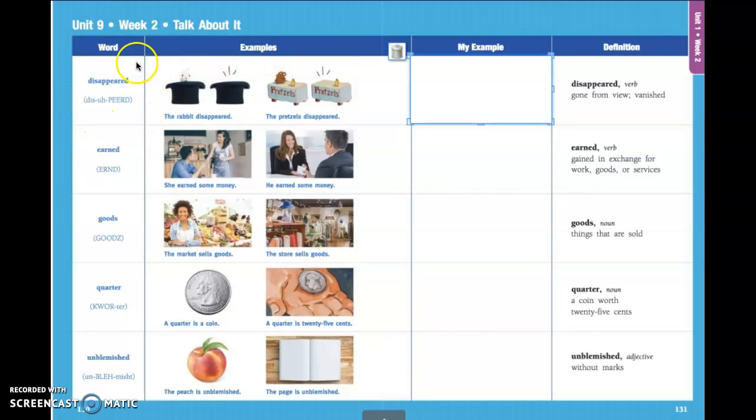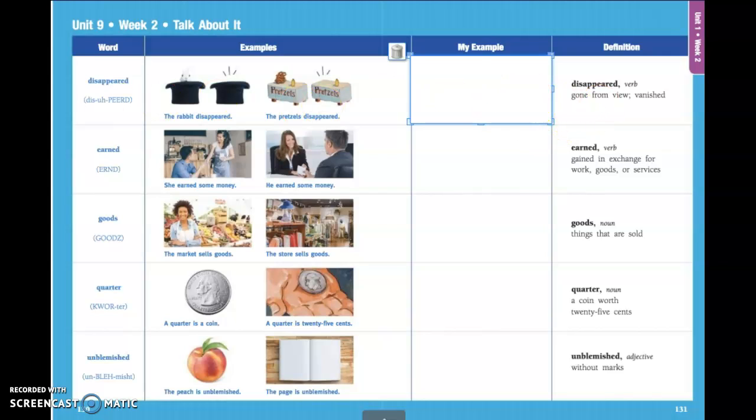Let's think about the syllables in the word disappeared. Remember, a syllable is a sound. So how many sounds do we hear in the word disappeared? Let's go ahead and count them together. Are you guys ready? Hands up. Disappeared. How many sounds do you guys hear in the word disappeared? That's right, 3 sounds. It's a longer word, so there are 3 syllables in the word disappeared. Remember, disappeared means something that's gone from view or vanishes.